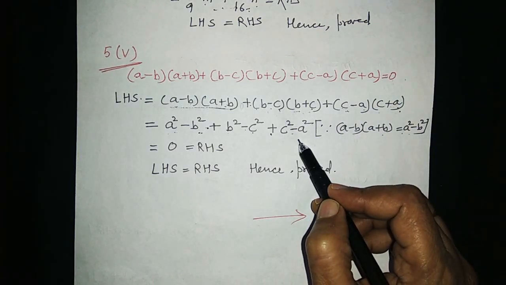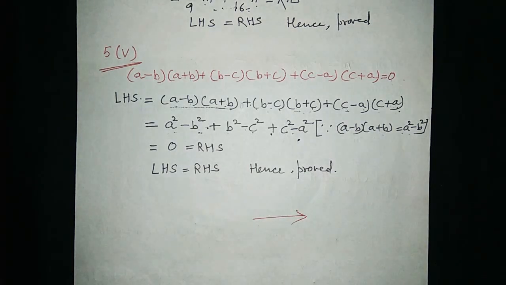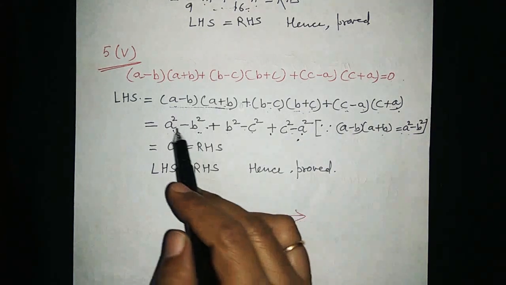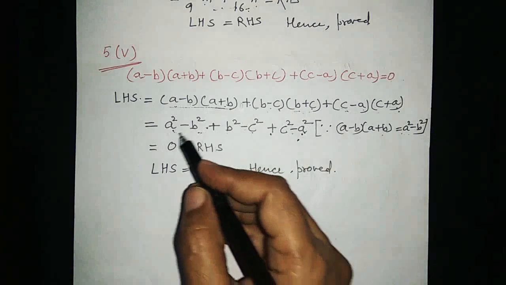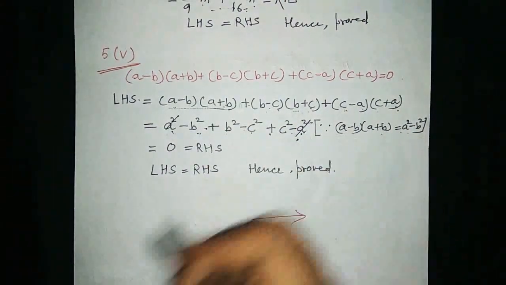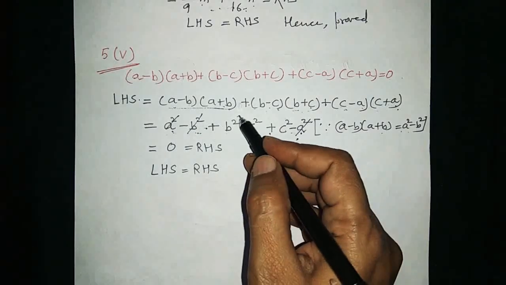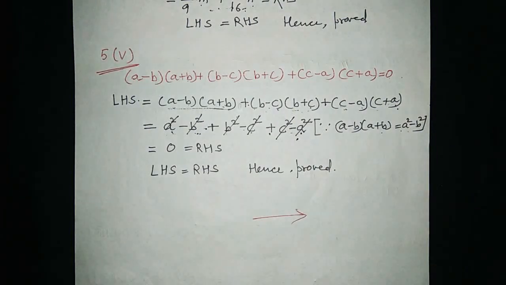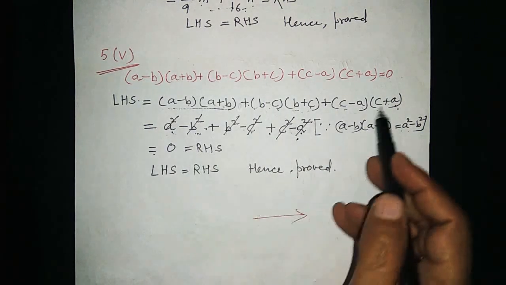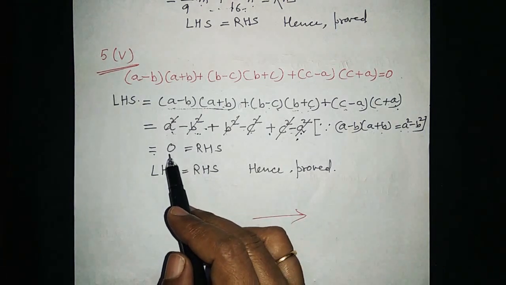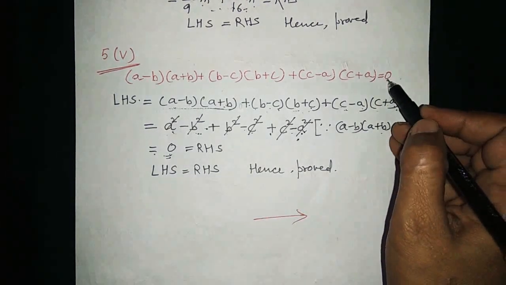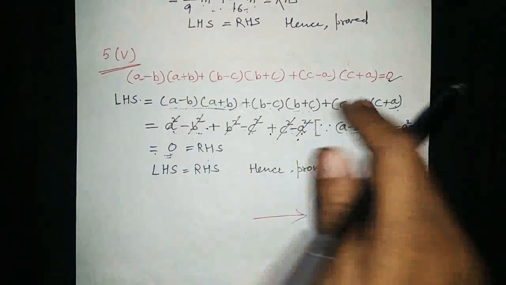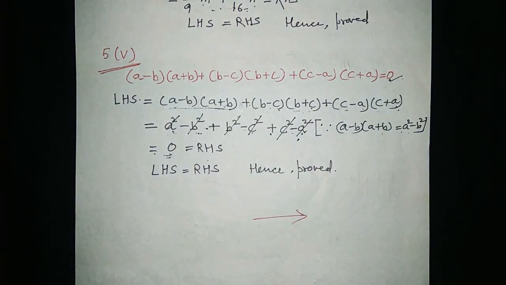Okay. Now we will solve the like terms. Here this A square and this A square both are like. So here A square minus A square is 0. And this minus B square and this plus B square also 0. This minus C square plus C square also 0. So what will you get after solving this? You will get 0, and this 0 is equal to the right hand side. Like this you can prove your left hand side is equal to right hand side.